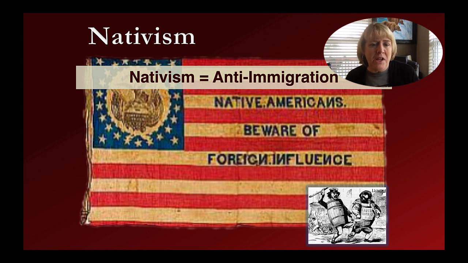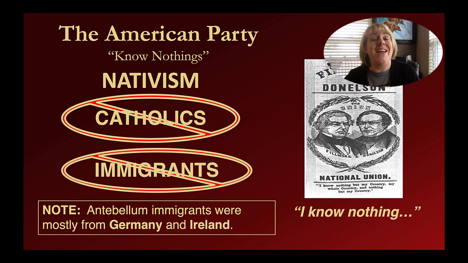So what's going to happen in response to this is we're going to have yet another political party be formed. It's called the American Party. And Millard Fillmore, the guy who didn't run for re-election in 1852, is going to be their candidate. Their primary platform is nativism, and they are anti-Catholic, anti-immigrant. Now remember, most of these immigrants coming over are from Germany and Ireland.